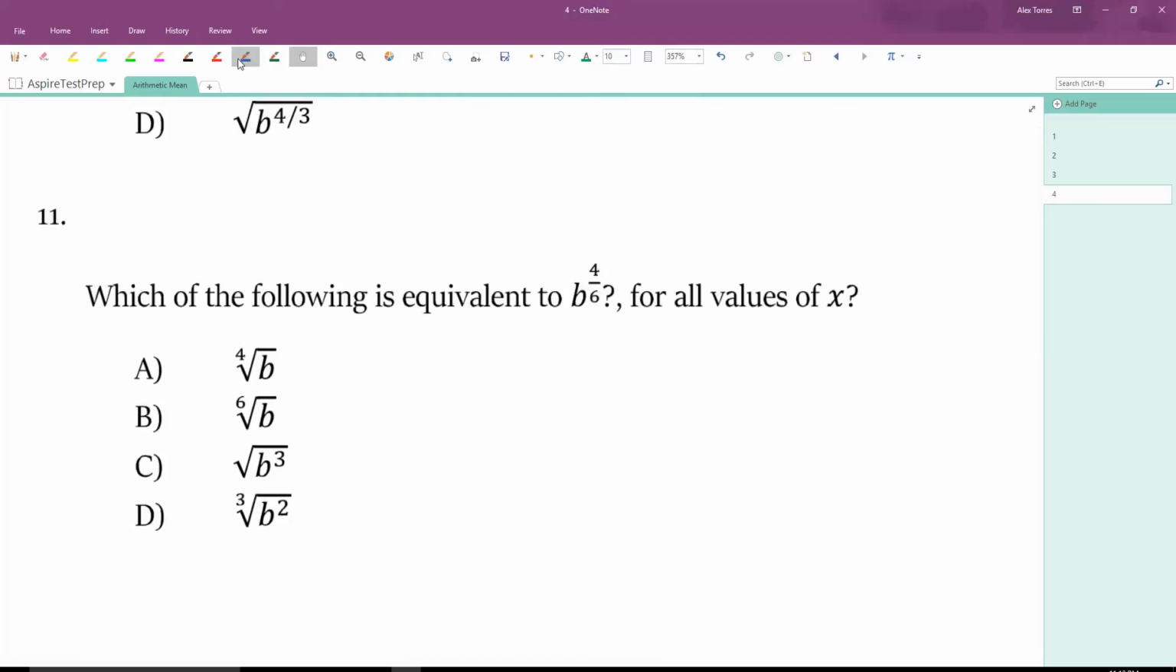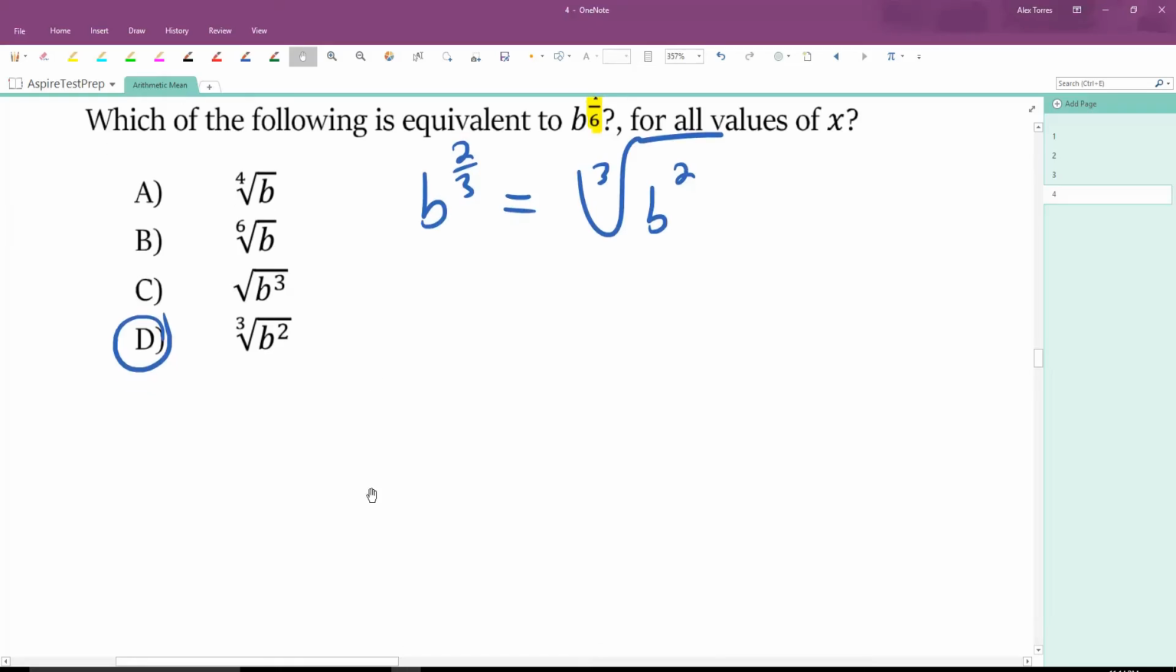Going over to number 11 now, b to the 4/6, well, that's b to the 4th, and it's the 6th root of that number. So that is actually not one of the answer choices. So going back here, instead of doing it the way we just did, we can say that that 4/6, that's a fraction that simplifies. That's b to the 2/3. Because you can simplify fractions in that exponent spot, just like you can simplify them anywhere else. Now we have b squared, and we have the cube root of that number, which is choice D.